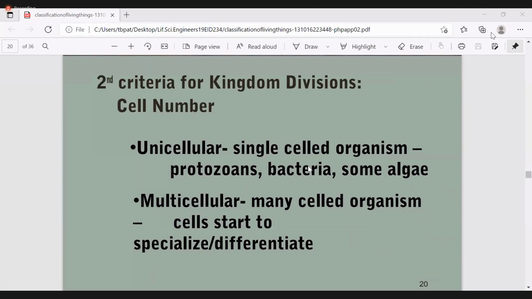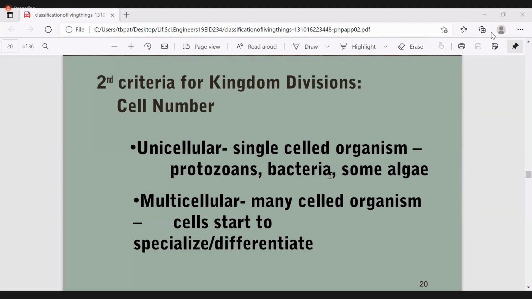The first criterion is the nucleus point of view. The second criterion, the basis for the kingdoms, is cell number: unicellular or multicellular. In a single cell, all the functions happen through that particular single cell only. The best examples are protozoans, bacteria, and some algal species. These come under unicellular.